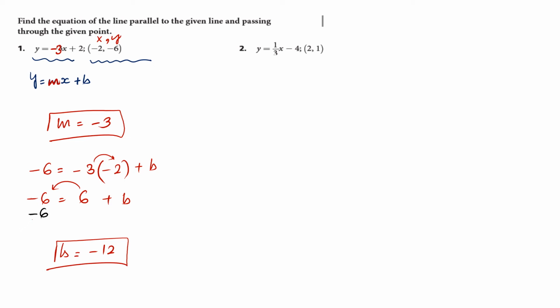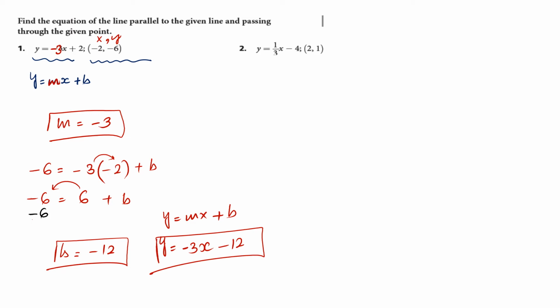Now the equation of the line is y equals mx plus b. So keep the y as it is, replace m by -3, write the x as it is, and replace plus b by -12.